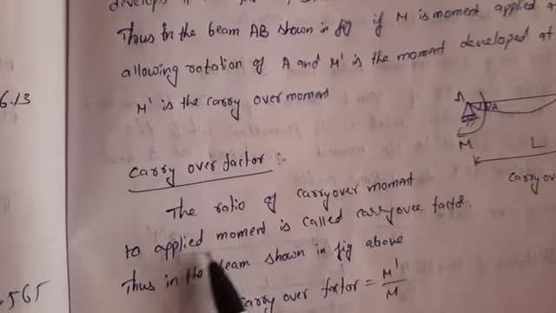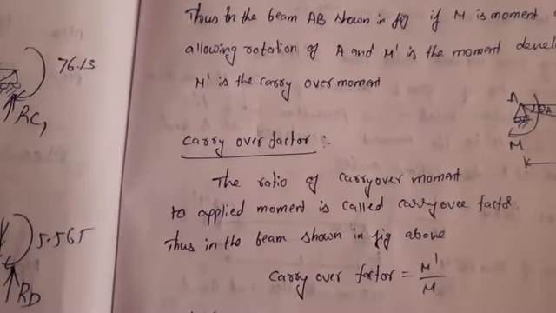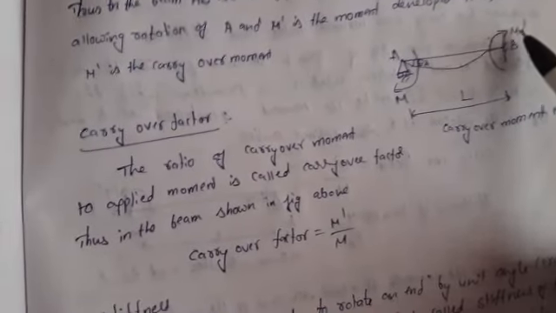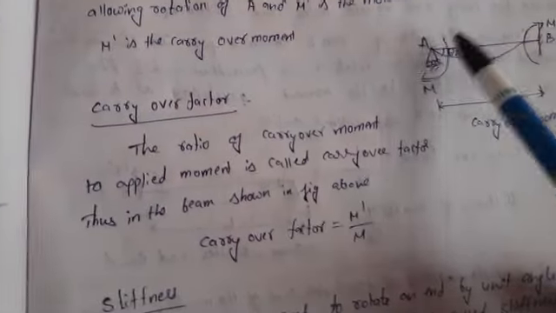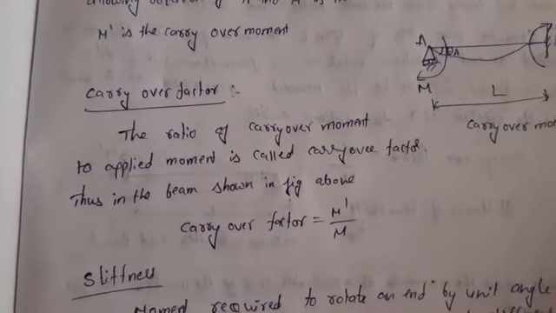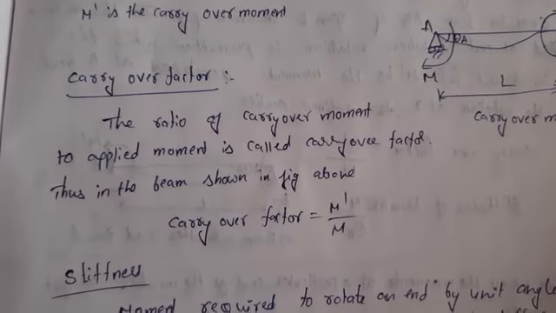Okay. Next, what is meant by carry over factor? The ratio of the carry over moment to the applied moment is called the carry over factor. Carry over moment divided by the applied moment is known as the carry over factor. Thus in the beam shown in the figure, the carry over factor is the half of the moment we observe here, M dash divided by the total amount M. Defined: carry over factor means the ratio of carry over moment to applied moment.